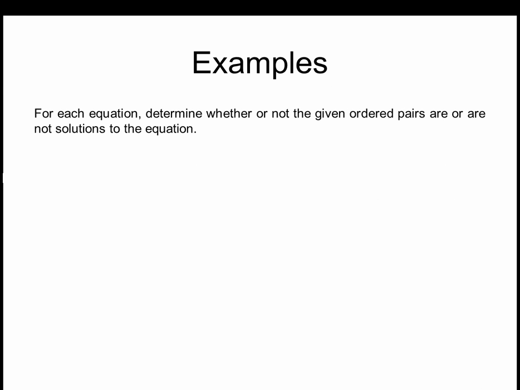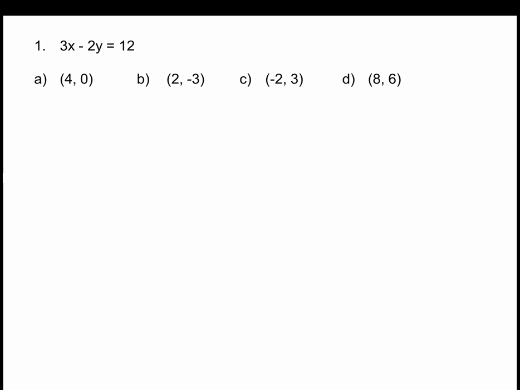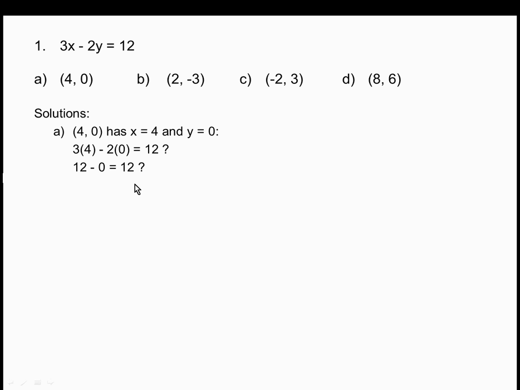For some examples, for each equation, determine whether or not the given ordered pairs are solutions to the equation. So for each part, you're going to write down solution or not solution. Here's my equation, 3x minus 2y equals 12, and here are the parts to the problem. I need an answer for each of A, B, C, and D. For part A, 4, 0: x is 4 and y is 0. So in this equation, let x be 4 and y be 0. I have 3 times 4 minus 2 times 0. Is that 12? 3 times 4 is 12, 2 times 0 is 0. So 12 minus 0 is 12. I believe it is. So 4, 0 is a solution.